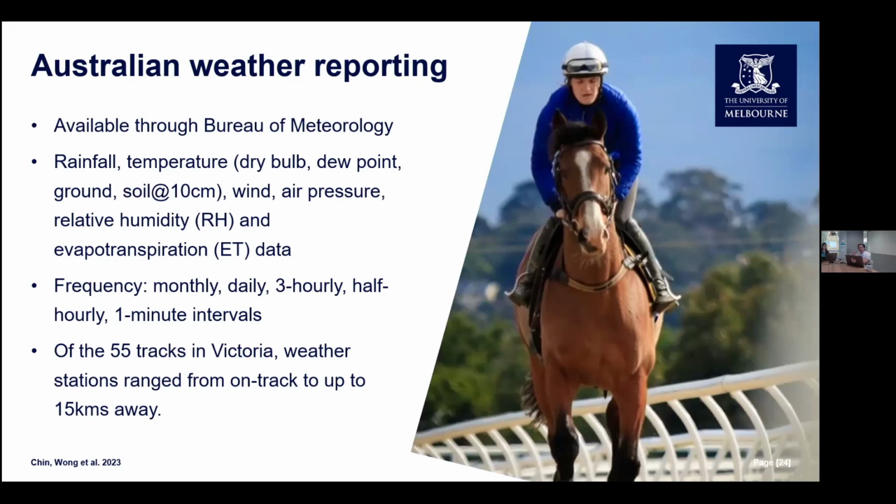But on our 55 tracks, we don't have weather stations on all of them. So they did range from those on track. Geelong has a weather station on track, but for some of them, the closest weather station is about 15 kilometres away.